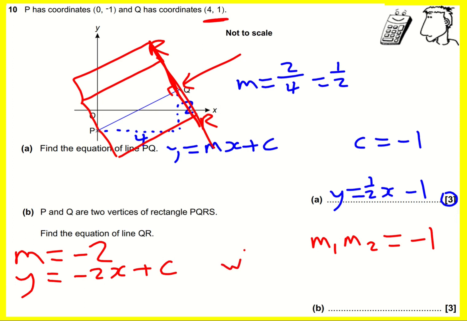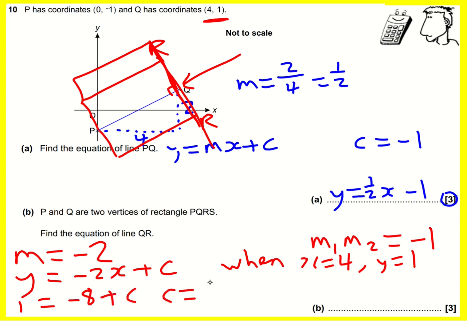So when x = 4, y = 1, and I can substitute that in. 1 is going to equal -2 times 4, which is -8, plus c, and therefore c is going to equal 9. And I'm done. Good. y = -2x + 9.